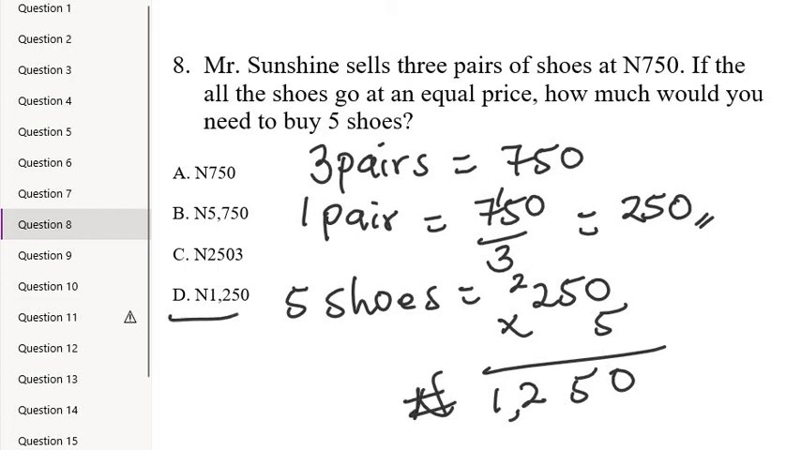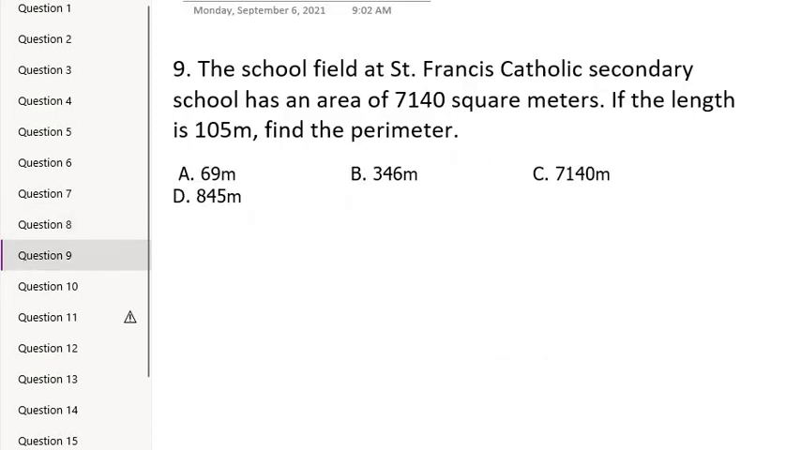1250, which is D. Question 9. The school field at St. Francis Catholic Secondary School has an area of 7,140 square meters. If the length is 105 meters, find the perimeter. The area was given.